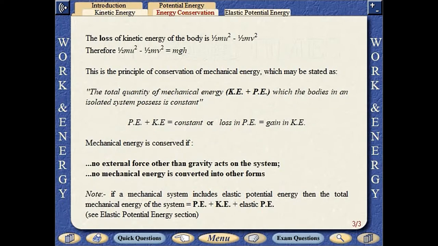The principle of conservation of mechanical energy can be stated as follows. The total quantity of mechanical energy which the bodies in an isolated system possess is constant. Mechanical energy is conserved if no external force other than gravity acts on the system and no mechanical energy is converted into other forms.